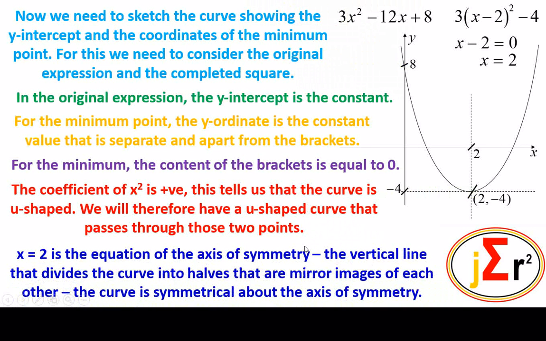x is equal to 2 right here is the equation of the axis of symmetry. The axis of symmetry is the vertical line that divides the curve into halves that are mirror images of each other. The curve is therefore symmetrical about the axis of symmetry. That is why it is called the axis of symmetry.